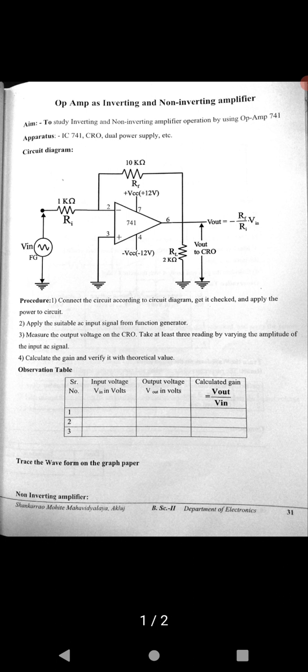Then see the observation table. Here in the observation table we have input voltage Vin in volts, output voltage Vout in volts, and calculated gain Vout divided by Vin. Here we observe 3 different readings, as we vary the amplitude of the input AC signal. Then trace the waveforms on the graph, where we observe the input as well as the output.